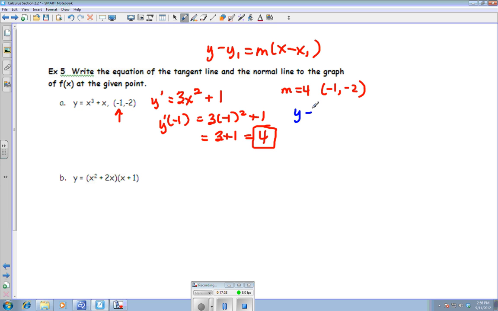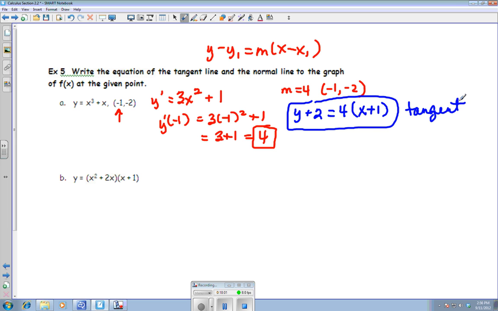Now I'm going to take that information and plug it into this right here. So y minus y1. My y1 is negative 2. So y minus negative 2, plus 2, equals my m, which is 4, times x minus negative 1, so that's plus 1. So this is the equation of the tangent line. Okay, this is the equation of the tangent line at this point to this curve.